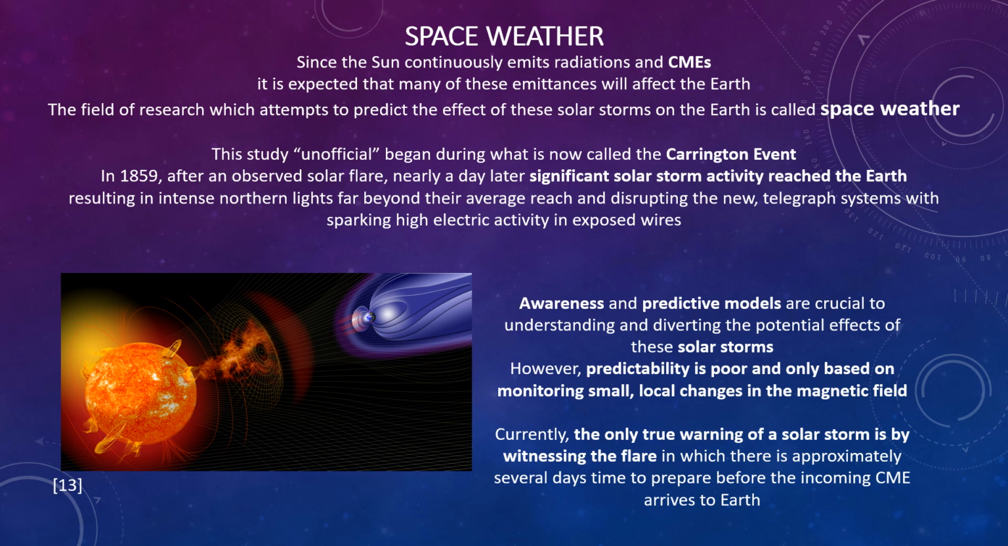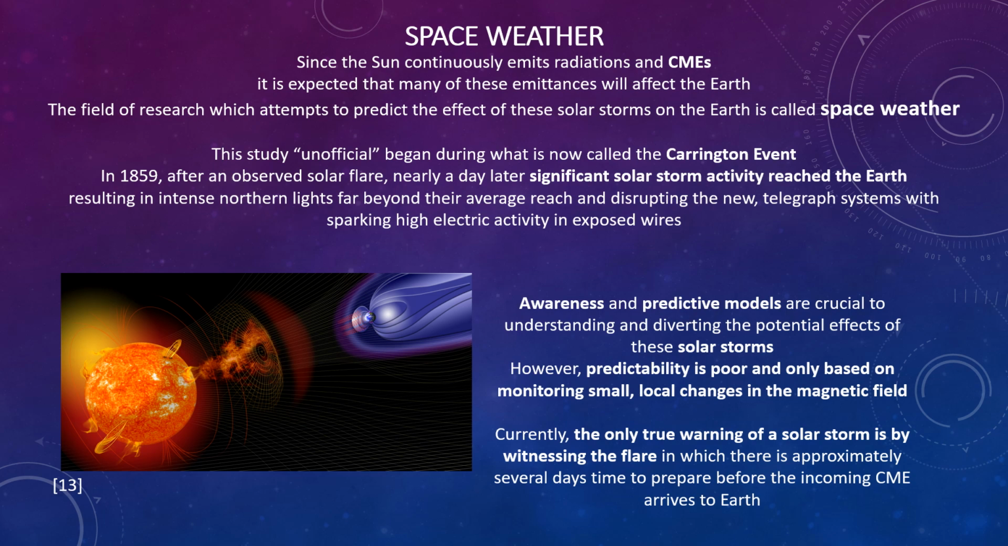So the sun is constantly emitting charged particles at us, and these CMEs can actually have big effects here on Earth. This wasn't a field of research that was really known until what was called the Carrington event. In 1859, after an observed solar flare, and nearly a day later, there was a significant solar storm that reached Earth that resulted in the northern lights being seen down near the equator and telegraph lines actually having sparks and catching fire where there were exposed wires.